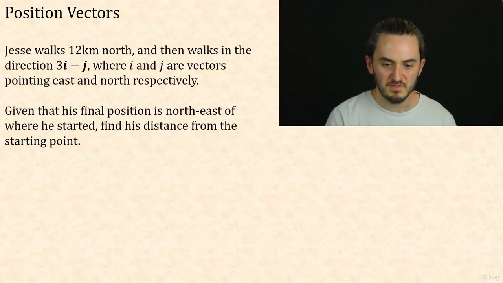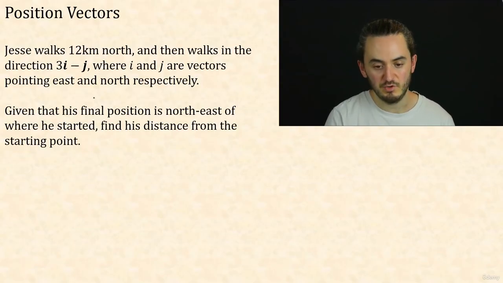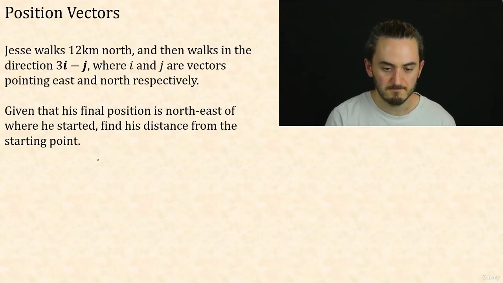Jesse walks 12 kilometers north and then walks in the direction 3i minus j, where i and j are vectors pointing east and north. Given that his final position is northeast of where he started, find his distance from the starting point. All right, so can we draw this out?